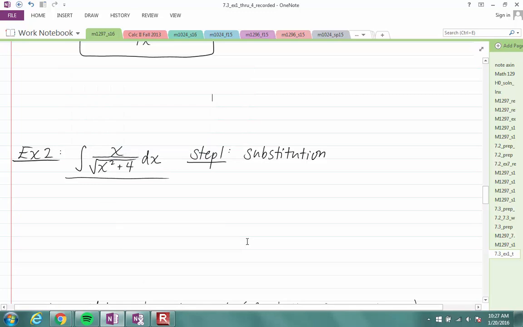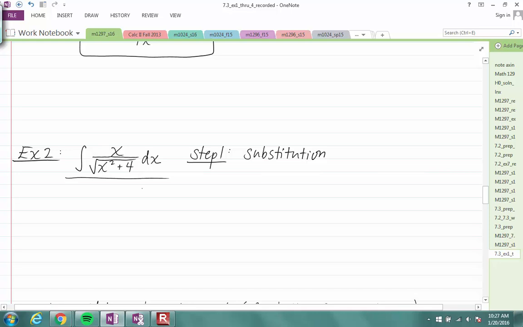This is 7.3, example 2. We have the integral of x over the root of x squared plus 4. Okay, the usual thing is, can I just do regular substitution, or am I given this integral? Probably not just given it straight up, but look at your formula sheet. Think about it a little bit before you launch into trig substitution.